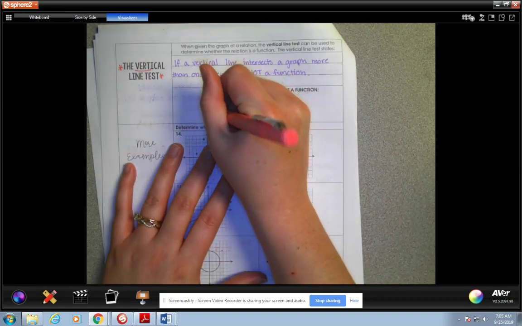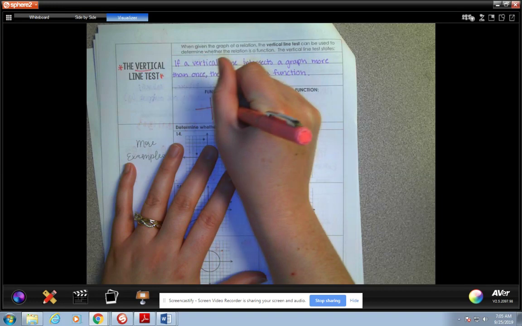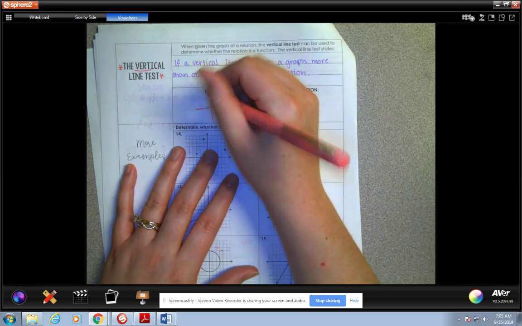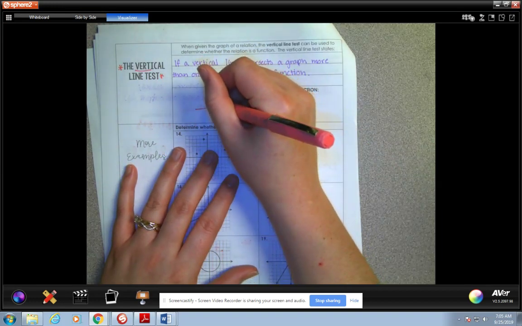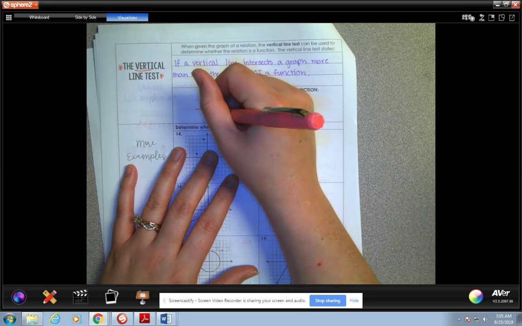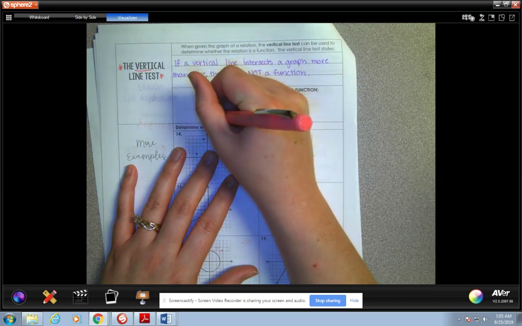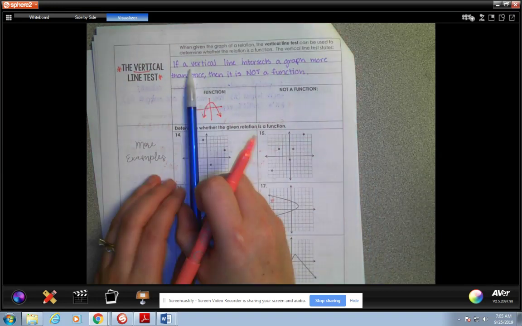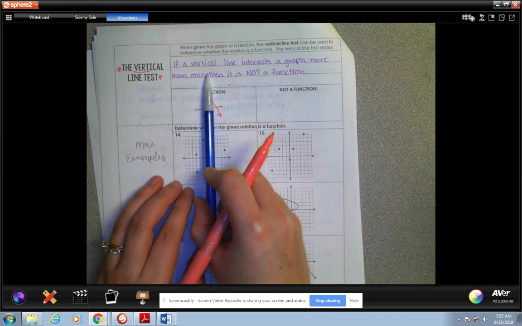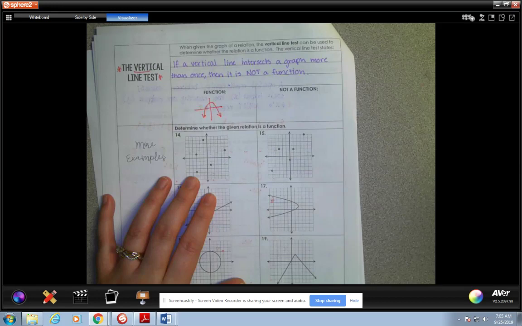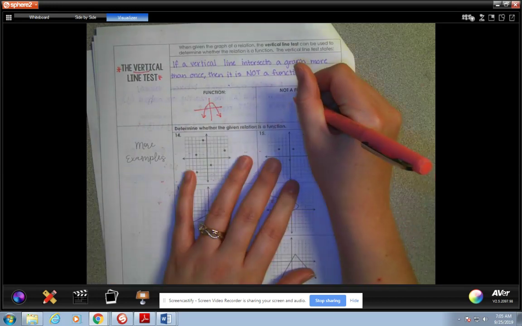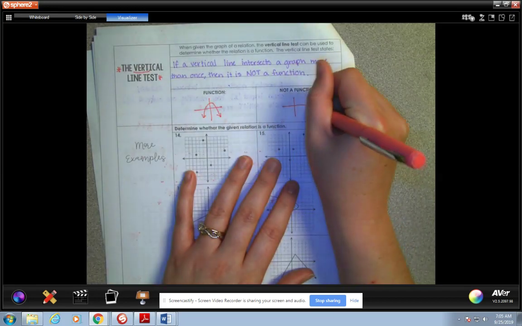So here, I'm going to go ahead and draw a graph. Here's my graph. A function could be something like, let's see, a parabola, so something like this. If we were to take a vertical line, it's not going to hit that function more than once, ever. But something that's not a function would be like a circle.